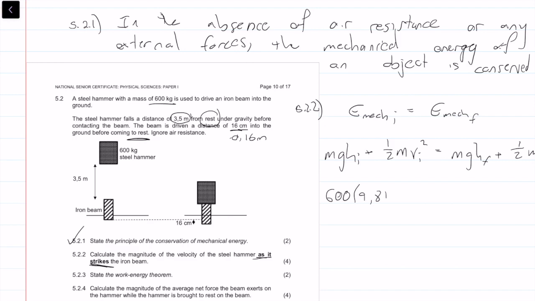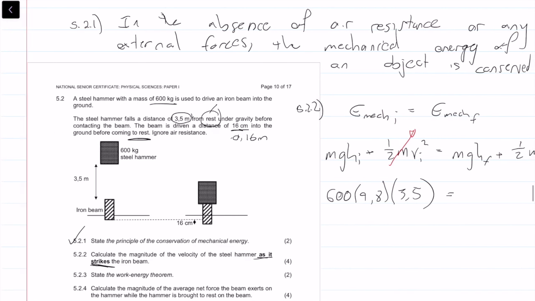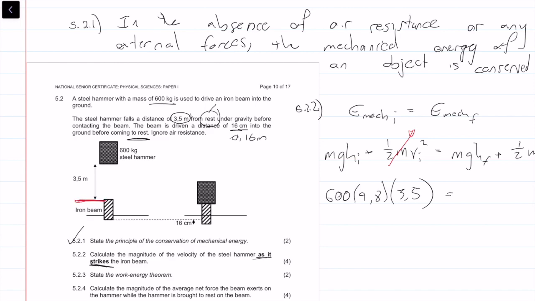Okay, so at the top we know it has a mass of 600. Gravity is 9.81 or 9.8, just keep it there, times a height of 3.5. The velocity, it says it starts from rest, so this term goes to 0. At the bottom we can say that the height is 0, because we're taking our datum point as being this, because that distance is the 3.5. So let's call that our datum point. So at our datum point is the final, so that goes to 0.